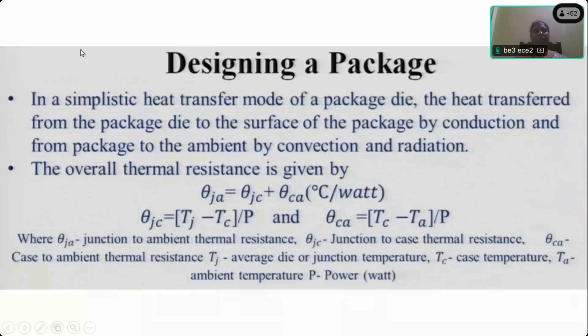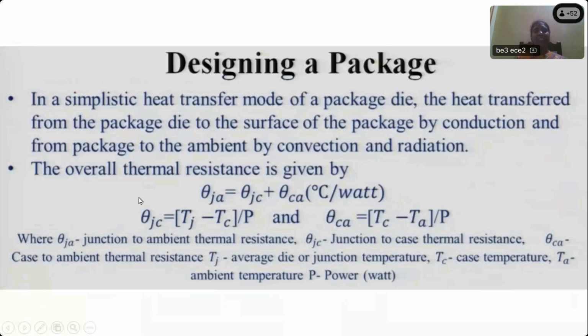Okay. Now, this thermal efficiency is analyzed in terms of thermal resistance, overall thermal resistance. Here you have a formula: thermal resistance between junction and ambient equals thermal resistance between junction to case plus thermal resistance between case to ambient. Junction to case means from the junction to the surface of the wafer. Then from the surface to ambient. The unit for thermal resistance is degree centigrade per watt.